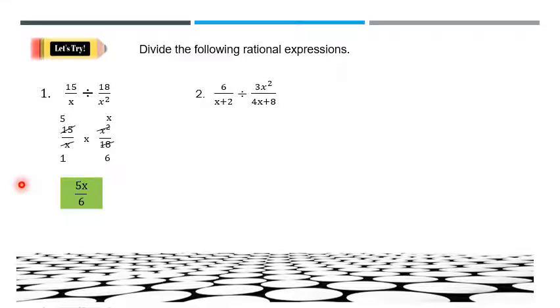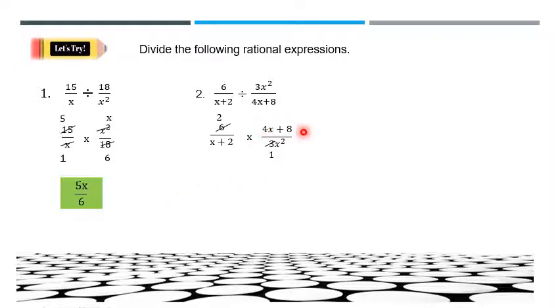Number 2: 6 over x plus 2 divided by 3x squared over 4x plus 8. Copy 6 over x plus 2, then change the sign and take the reciprocal. For 6 and 3, the GCF is 3, so 6 divided by 3 is 2 and 3 divided by 3 is 1.